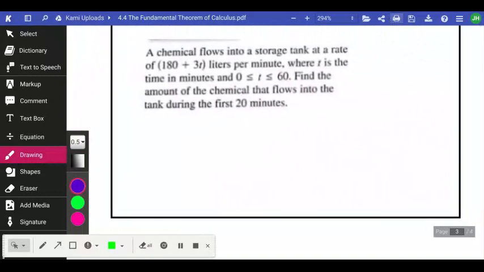We have a chemical flowing into a storage tank at a rate of, key term, rate, meaning it's already a derivative, correct? A rate of 180 plus 3t liters per minute, where t is time, and it gives us a domain between 0 and 60. Find the amount of chemical that flows into the tank during the first 20 minutes. So it's asking us to put all that amount in across 20 minutes. What that is saying is I'm going to sum up all the amount flowing in between time 0 and time 20.